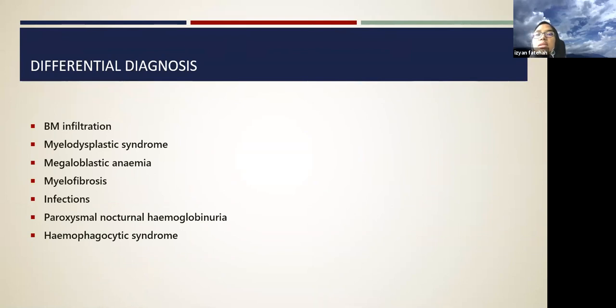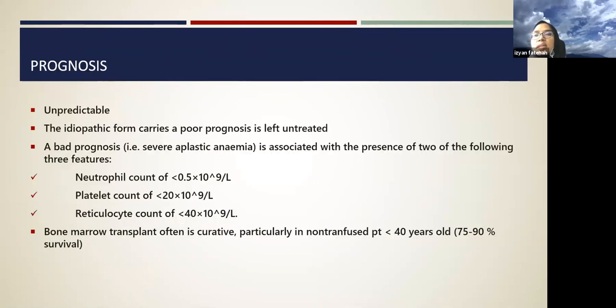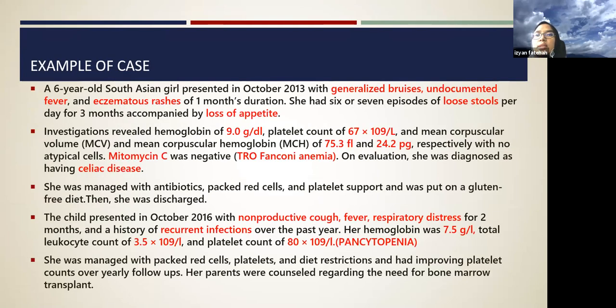So next, for prognosis, it is unpredictable, and the idiopathic one will carry a poor prognosis if it is left untreated. And the bad prognosis, of course, is in severe aplastic anemia, and bone marrow transplant is often curative, with 75% to 90% survival. Okay, next.